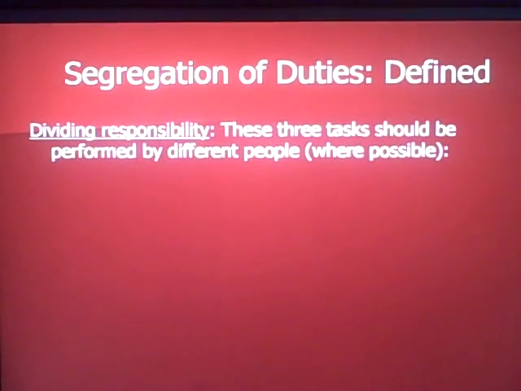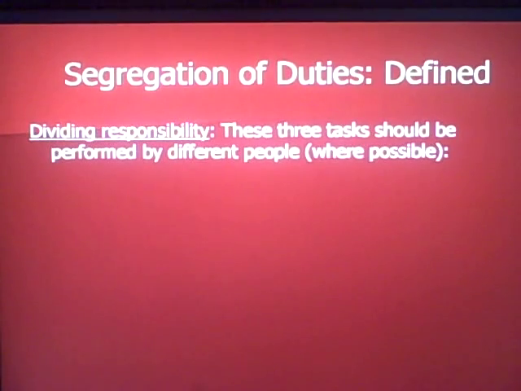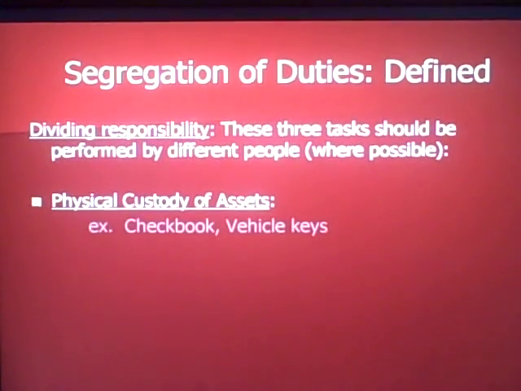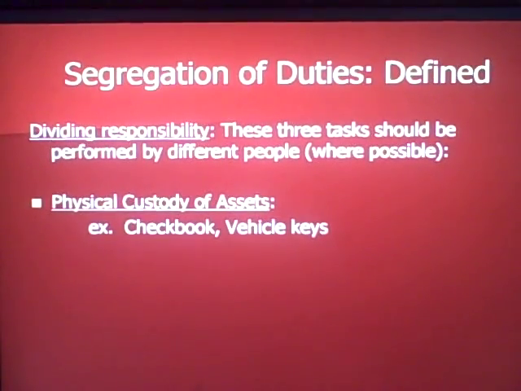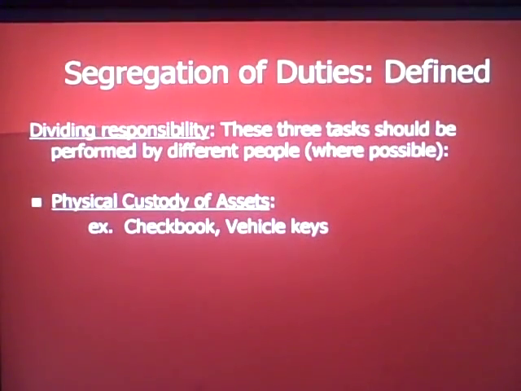And probably the most important concept in auditing is segregation of duties. So let's define it first. It really means dividing responsibility. These three tasks should be performed by different people where possible. Now, we realize in small businesses this isn't always possible. First of all, physical custody of assets. Who has the stuff? And by the stuff I mean the checkbook, the vehicle keys, access to the office, stuff that has value, assets on your books that have value.